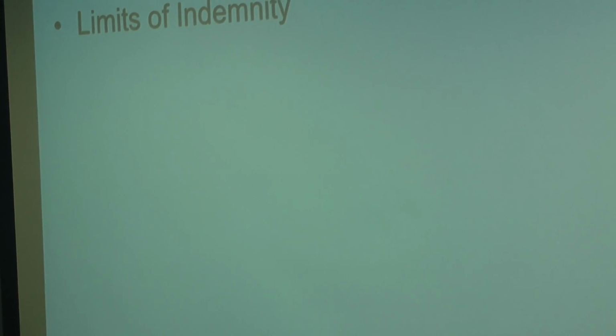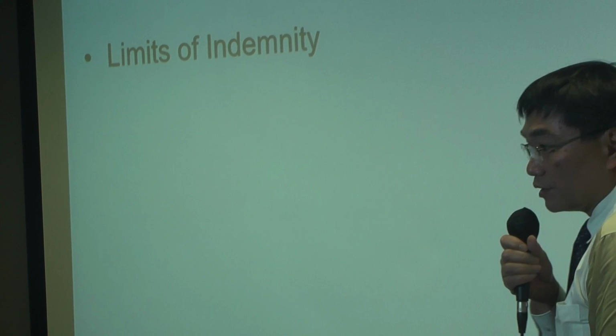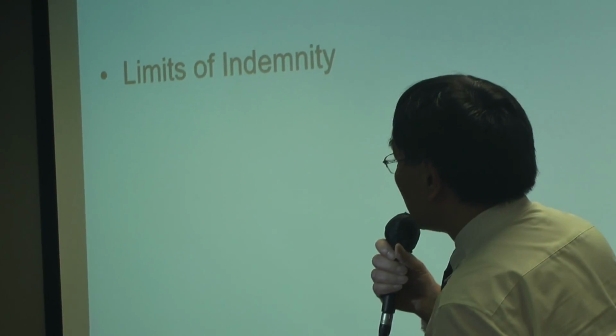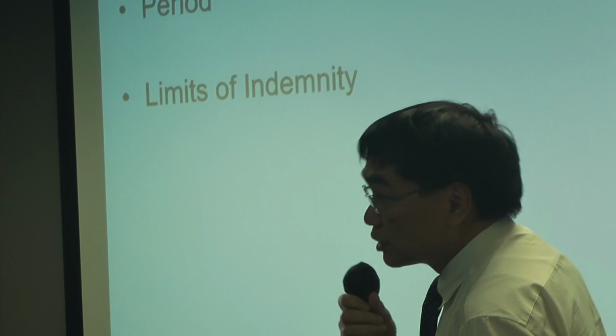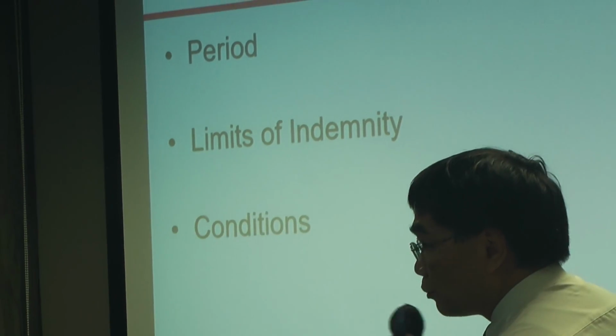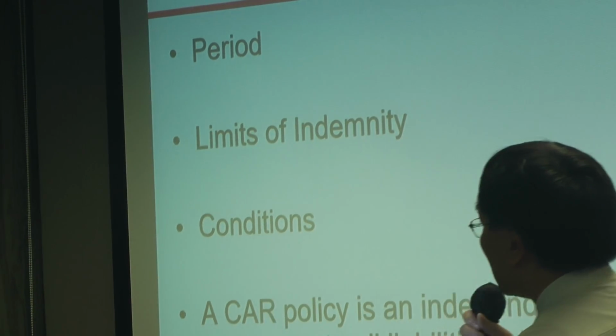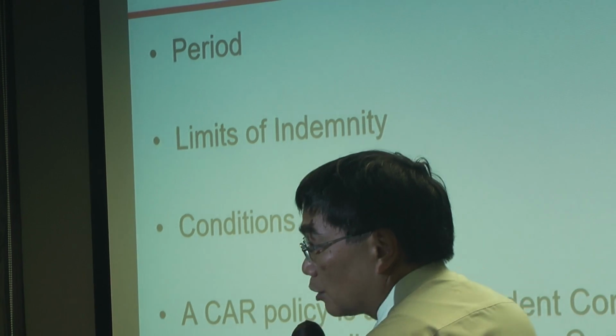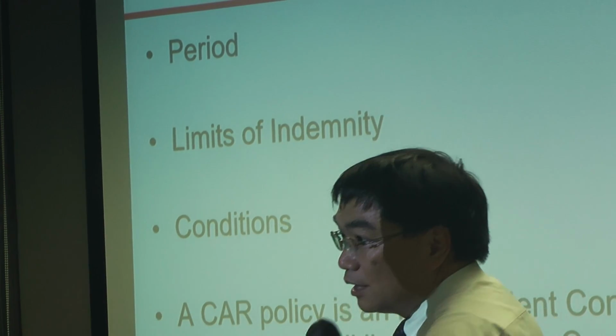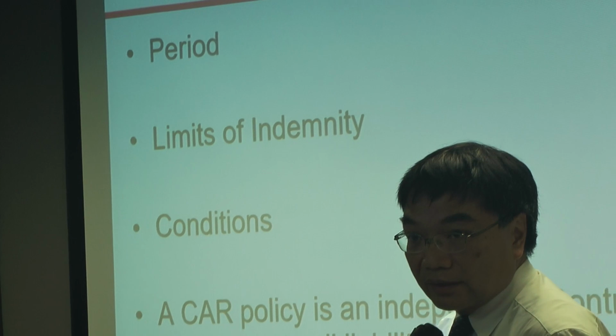So under an insurance policy, there are limitations. First of all is the period. Now, the CAR policy is the contractor's all risk policy, so we often call it the CAR policy. Under the CAR policy, there's the period of insurance. Every insurance policy has an insurance period.